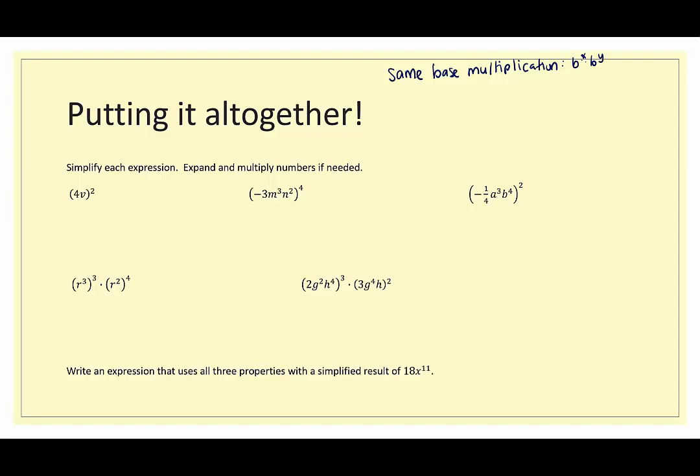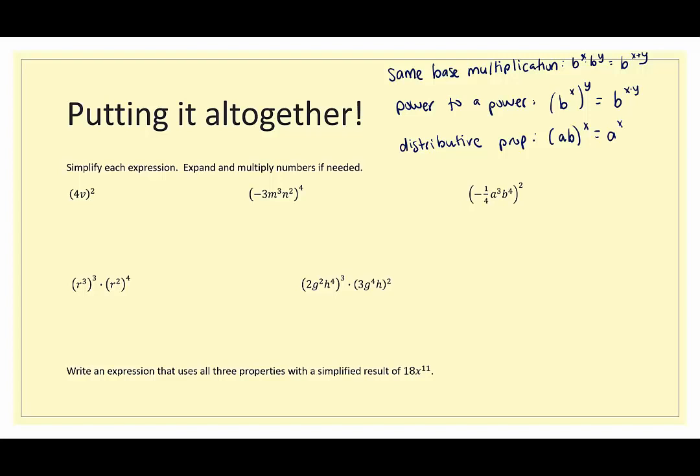So if we see the same base, we would add the exponents. This would be b to the x plus y. When we have power to a power, we multiply the exponents. So if we have b to the x to the y, this becomes b to the x times y. And then if we have the distributive property of exponents over multiplication, this is where we want to make sure each unique base gets that exponent. So a gets the exponent of x and b gets the exponent of x.